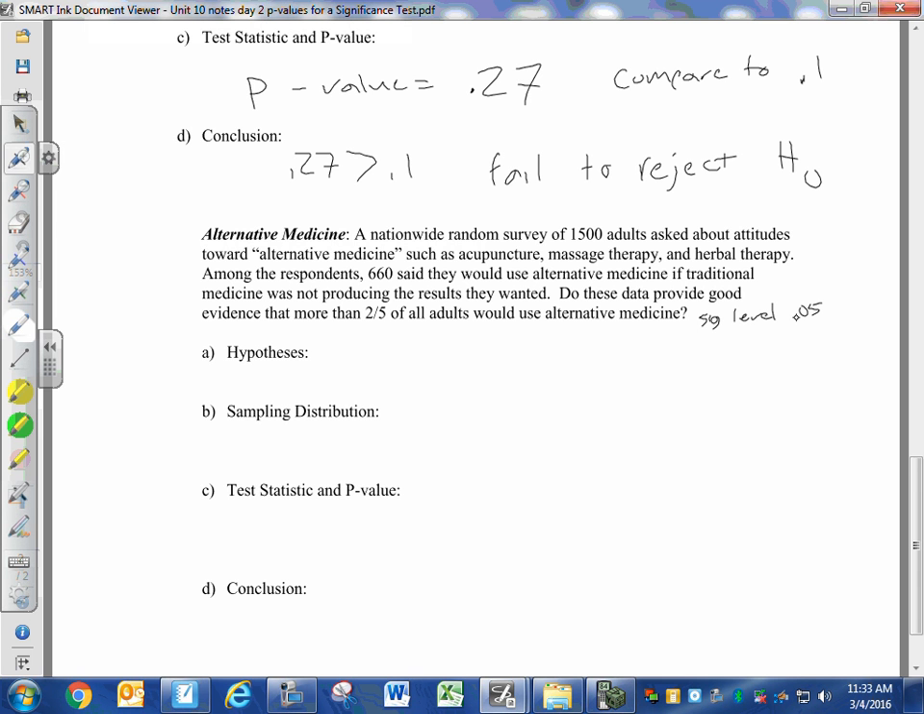Well, what we are trying to show in this case is the alternative. We are trying to show that more than 2/5 of adults would use alternative medicine. So that my mean, or my P, is greater than 2/5, which is a nice decimal, 0.4. That means my null would be that my mean is less than or equal to 0.4. All right, do this problem all the way through.